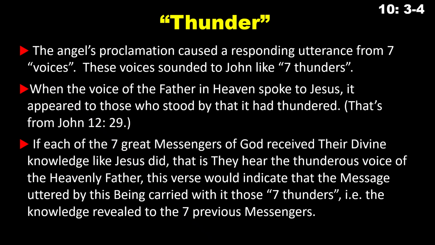The angel's proclamation caused a responding utterance from 7 voices. These voices sounded to John like 7 thunders. When the voice of the Father in heaven spoke to Jesus, it appeared to those who stood by that it had thundered. That's from the book of John, chapter 12, verse 29. If each of the 7 great messengers of God received their divine knowledge like Jesus did, that is, they hear the thunderous voice of the Heavenly Father, this verse would indicate that the message uttered by this being carried with it those 7 thunders, meaning the knowledge revealed to the 7 previous messengers.